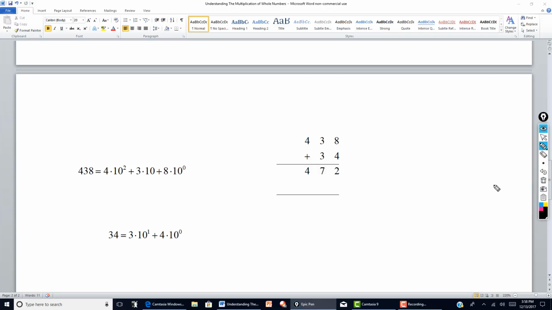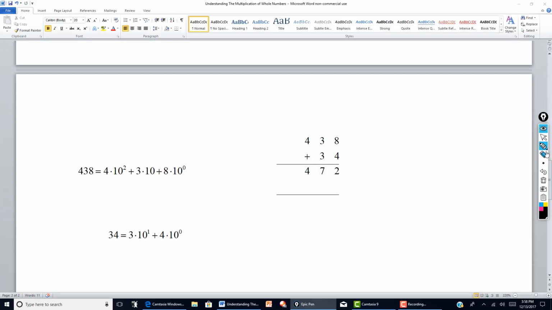Now, if I'm multiplying, look at the expanded form over here. I would just multiply this 4, 10 to the 0. Think of that as 4, 10 to the 0 is 1. So it'd be this times this, this times this, this times this. Okay, and we put it down, and then we go this times this, this times this, this times this. Okay, and we complete the multiplication.